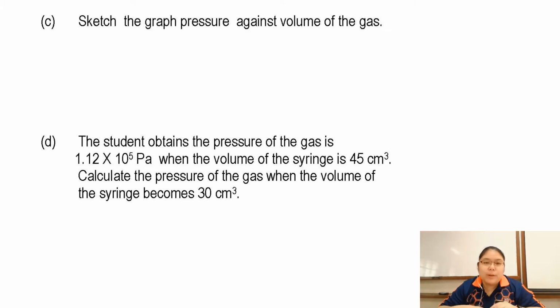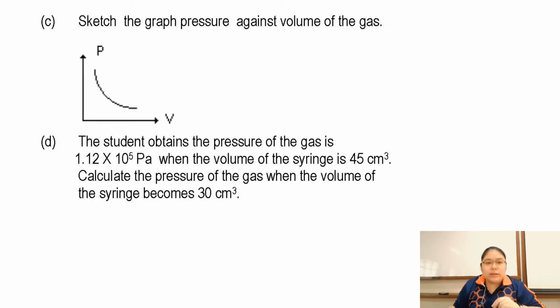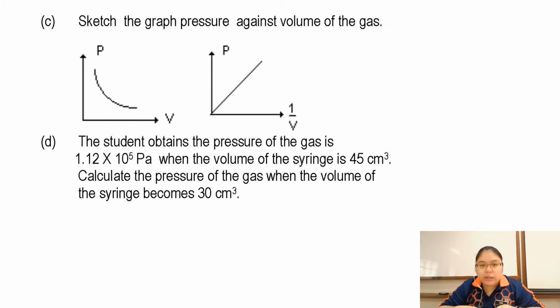You need to sketch the graph of pressure against volume. If you plot pressure against volume, you find the graph is inversely proportional. Another way, we can also plot pressure against 1 over V. When pressure is plotted against 1 over V, the graph becomes directly proportional. So both graphs can be accepted. This first one is inversely proportional. This second one is directly proportional, but you need to invert your V. Your volume must be 1 over V.